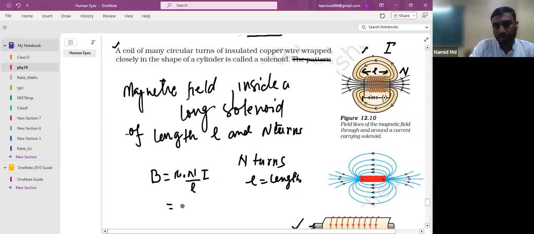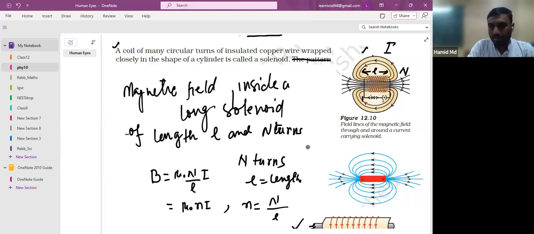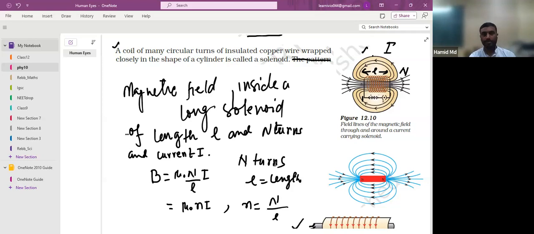So now we can write it again as mu naught small n I, where small n is the number of turns per unit length, and I is the current. Clear? This is just to remember. Is this concept clear?